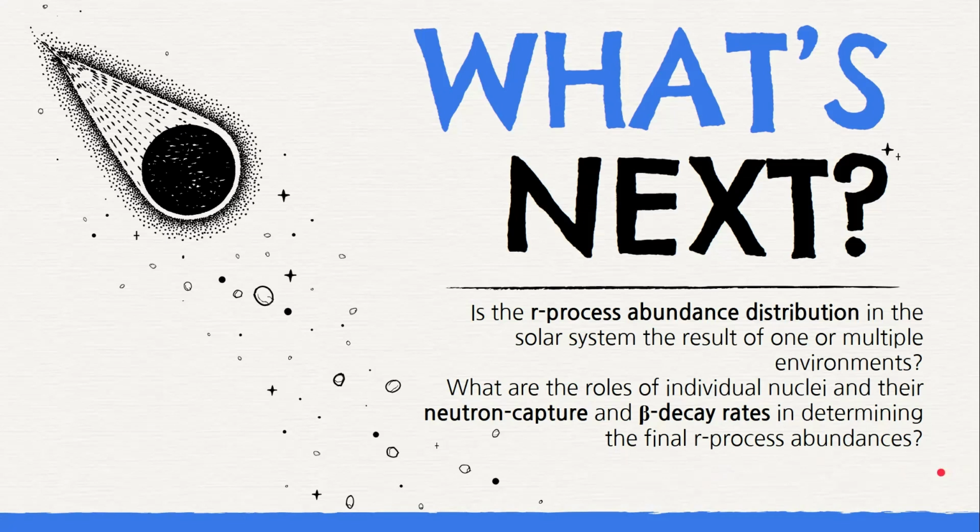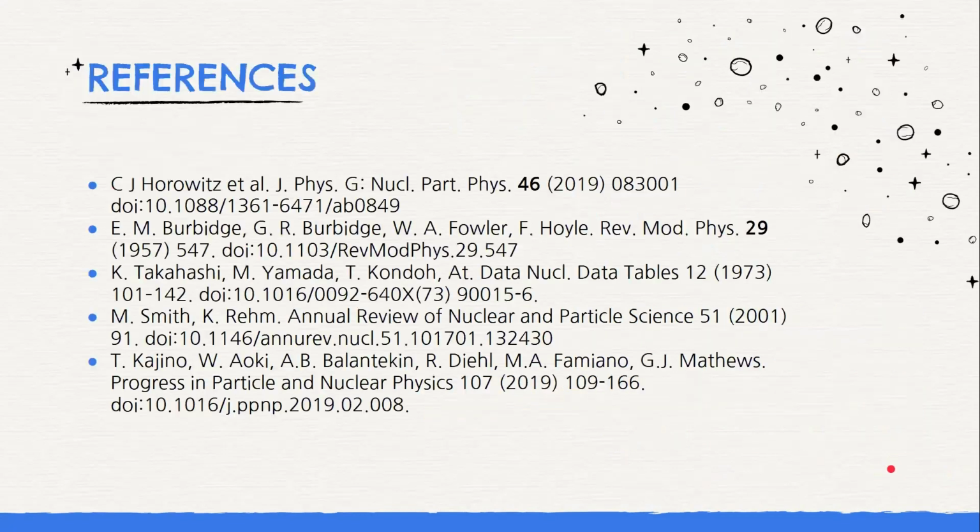That's why we still need to observe more signals, such as those from neutron star mergers, to explain and to know more about what is happening in the r-process nucleosynthesis.